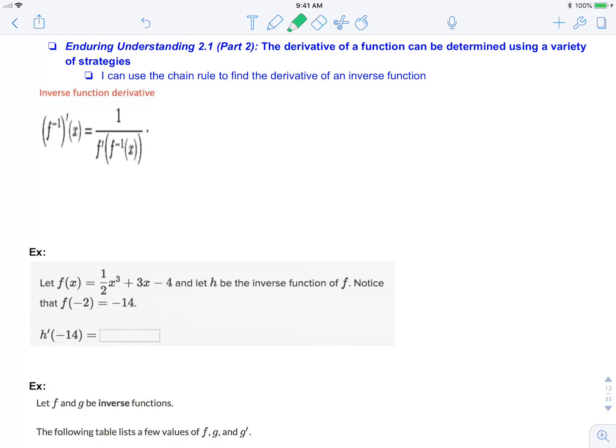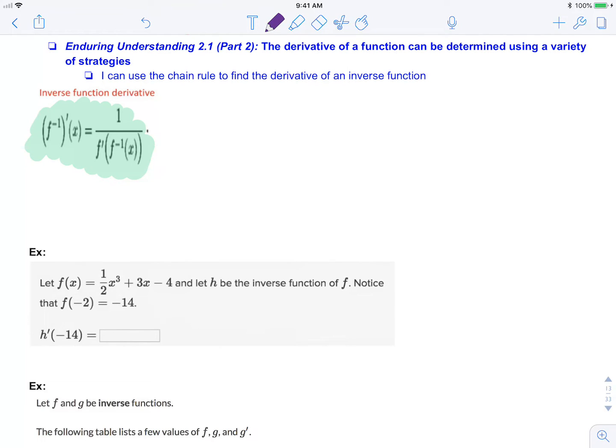So now we're getting into a portion where we need to find the derivative of an inverse function. And unfortunately, it won't always be as easy as just finding the inverse and then taking the derivative. Sometimes you're not even given a function. So we have to understand the concept of an inverse. So this right here is a rule that you can memorize for finding the derivative of an inverse.